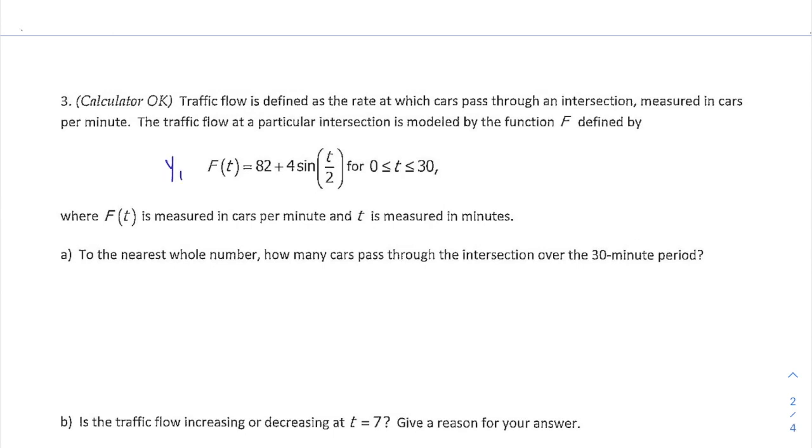To the nearest whole number, how many cars pass through the intersection over the 30-minute period? So we want to integrate our rate to get the total number of cars. So we want to integrate 0 to 30 of f of t dt. I'm going to do that on my calculator, and I get, to the nearest whole number, 2,474 cars.